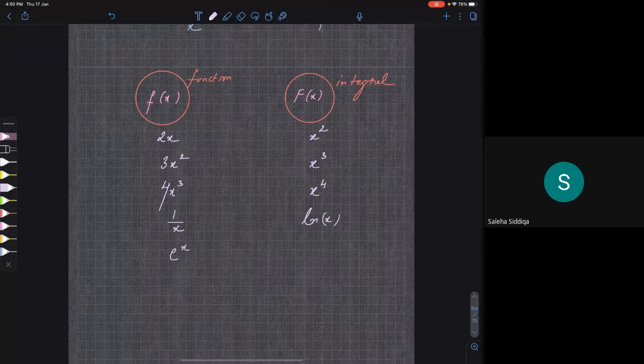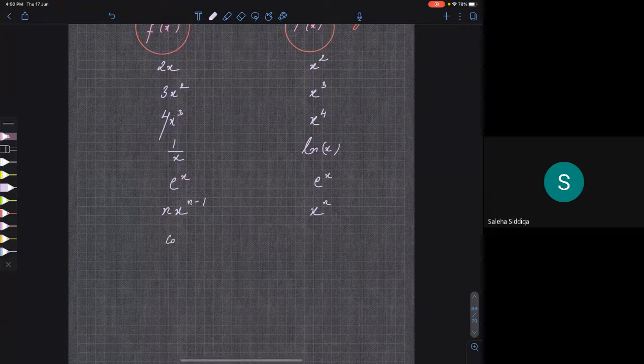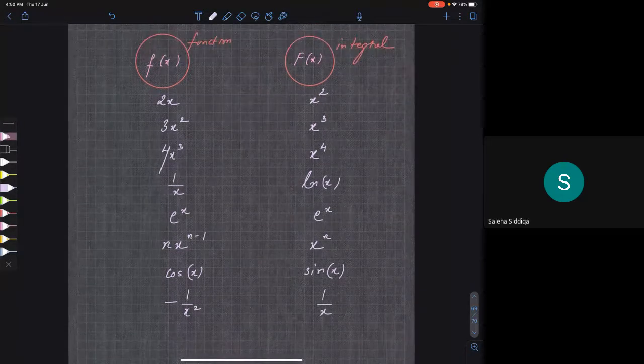Integral of e power x is e power x. Integral of n x power n minus 1 is x power n. Integral of cos x is sin x. Integral of minus 1 by x square is 1 by x. Did you observe any trend here? Yes, sir. It's reverse. Very good.